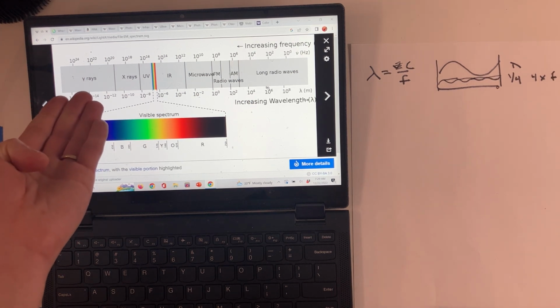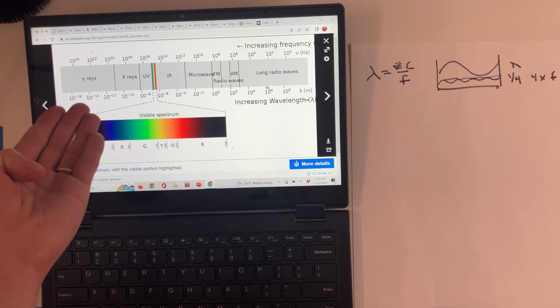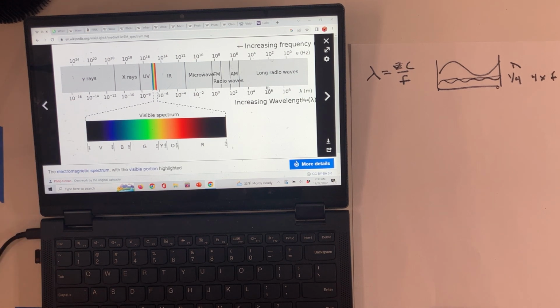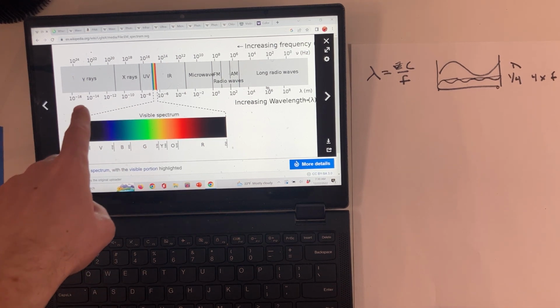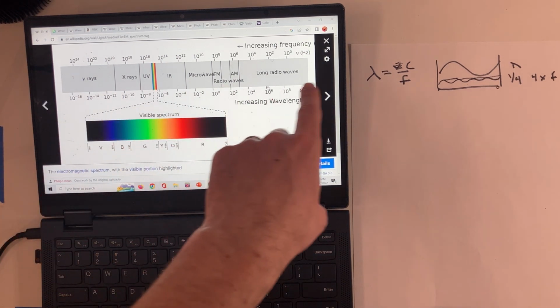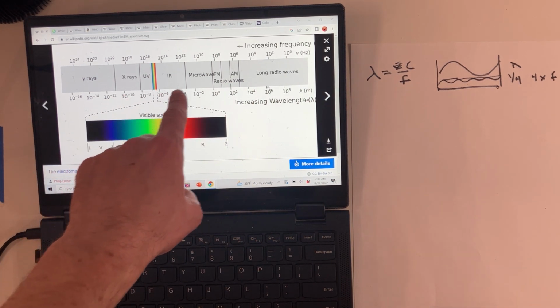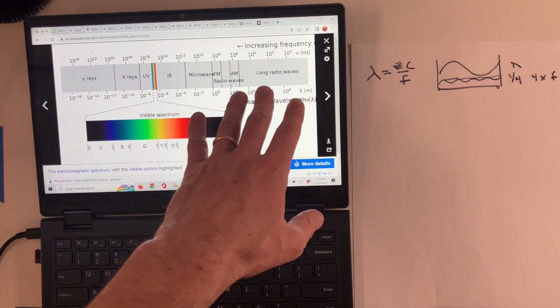But these are going to be the highest frequency end of the electromagnetic spectrum, and they also happen to therefore be the shortest wavelength. They're very, very short waves. Now, as you go from the high energy side to the low energy side, you go through UV light, then visible light, then IR light, then microwave radiation, and then radio waves.